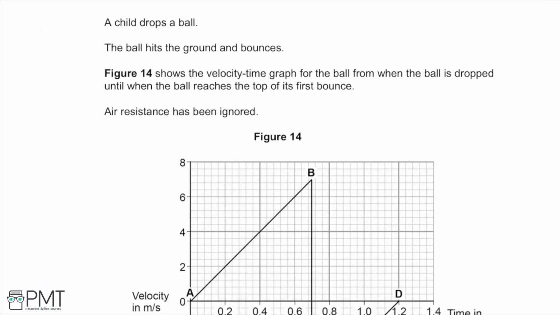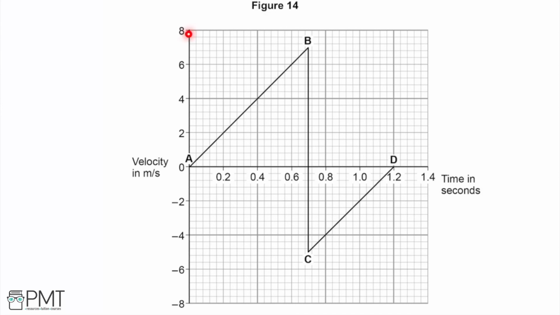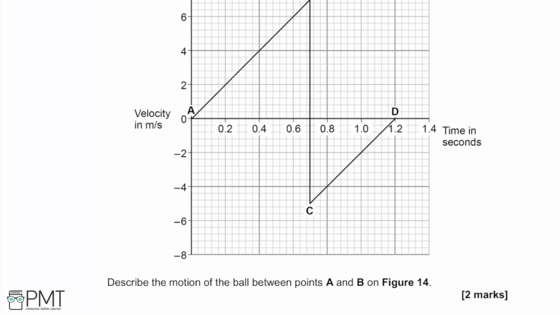So, in this question, we're told that a child drops a ball and the ball hits the ground and bounces. We have figure 14, which shows the velocity time graph for the ball from when the ball is dropped until the ball reaches the top of its first bounce. In this case, air resistance has been ignored, so we don't have to take that into account here. We've got velocity on the y-axis, time increasing on the x-axis, and then the motion of the ball, between A and B, B and C, and then C and D. We're then asked to describe the motion of the ball between points A and B on figure 14.